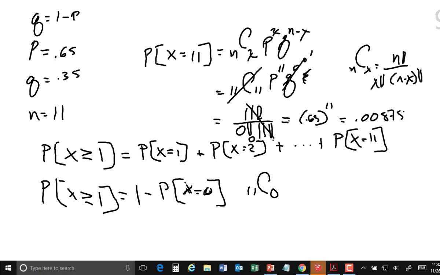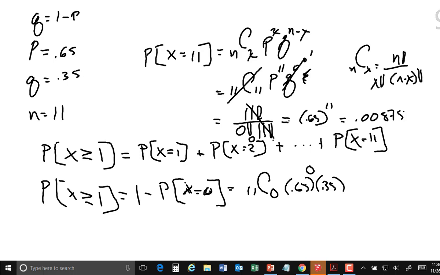And the probability of success is 0.65, right? But this says we have no successes. Yeah, and so here we have 0.35 raised to the what? What's n minus x? Can't have a negative power on that probability. Could you? Yeah, you could.